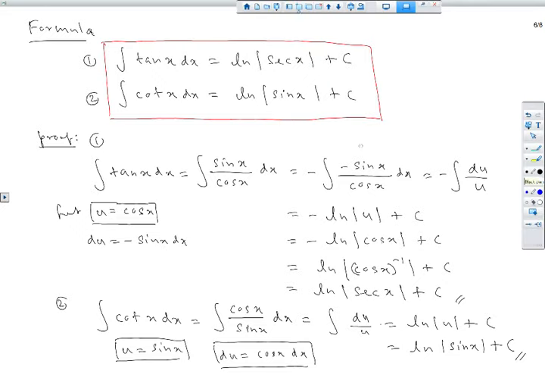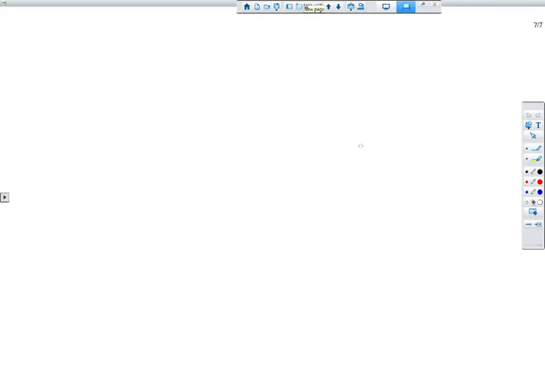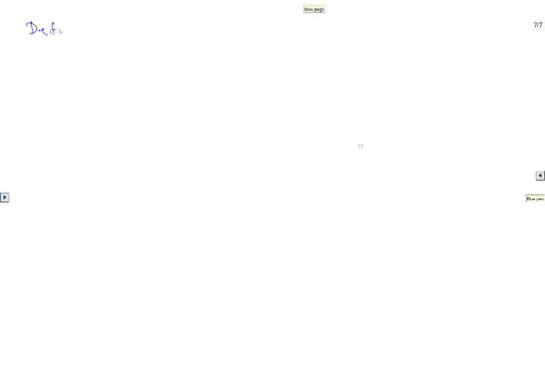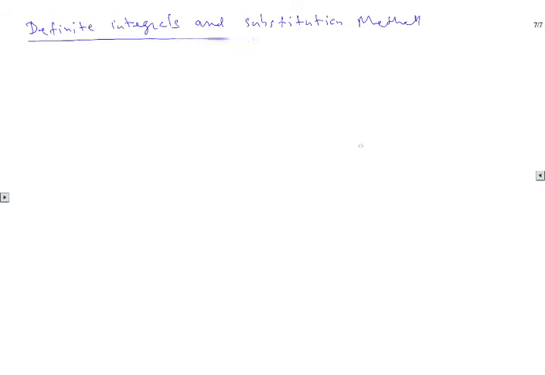Okay, so let's do the next one, definite integrals. Definite integrals and substitution method. Okay, definite integrals and substitution method.